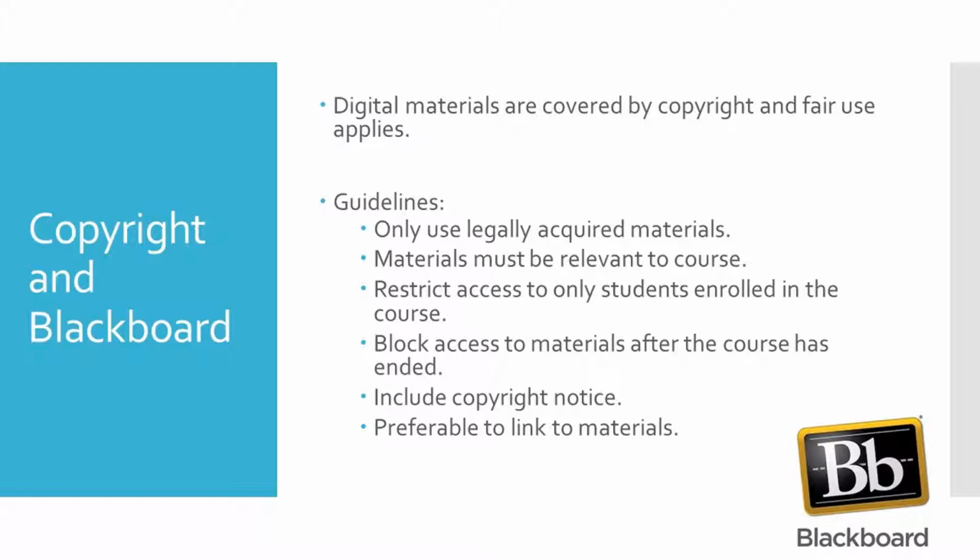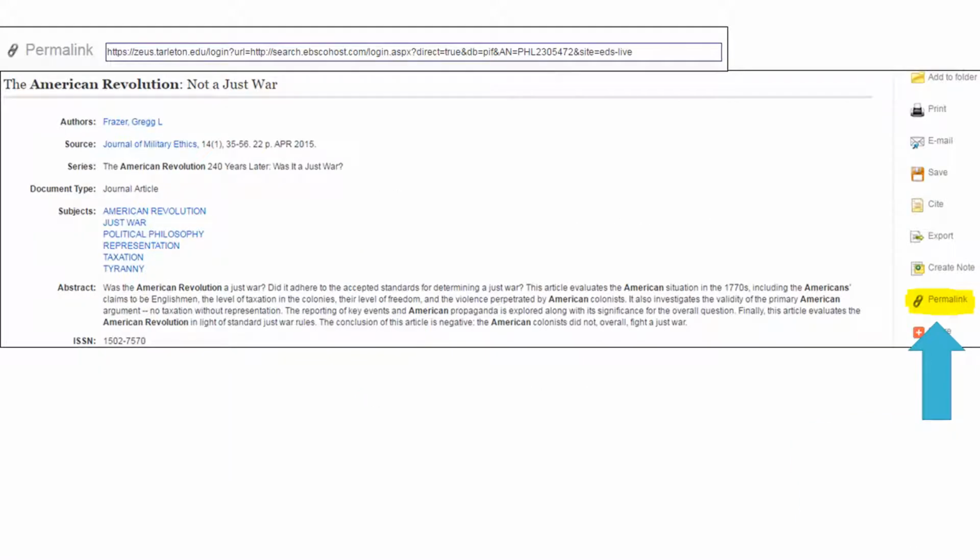Links are not covered by copyright. Therefore, it is preferable to link to materials rather than to upload them directly to your course Blackboard page. If you want to link to an item found in a library database, then you should look for the permalink icon in the item's record. This screenshot shows the location of the permalink icon in EBSCO databases. Once you click on that icon, the link will appear at the top of the page. You can copy and paste that link to your Blackboard course.